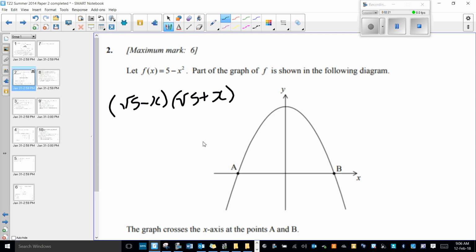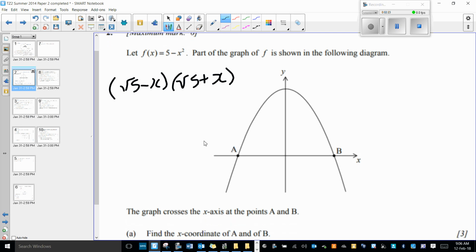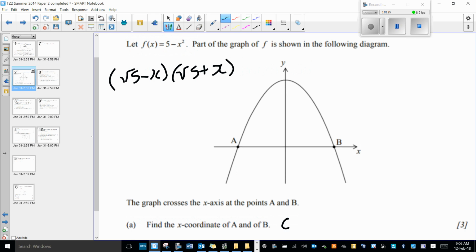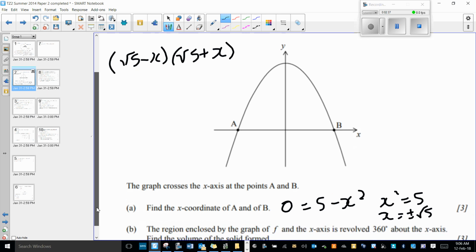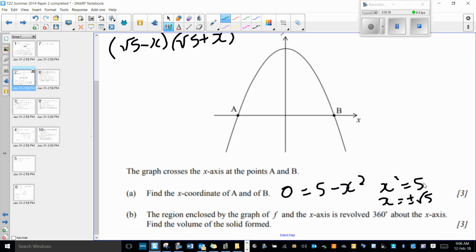You could have also said that it's going to be 0 equals 5 minus x squared. So x squared equals 5. So you get it that way as well. However you want to do it, there are your two solutions. So that's the exact answer, that's fine.